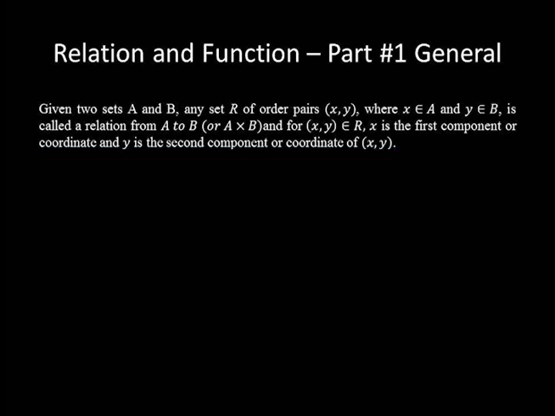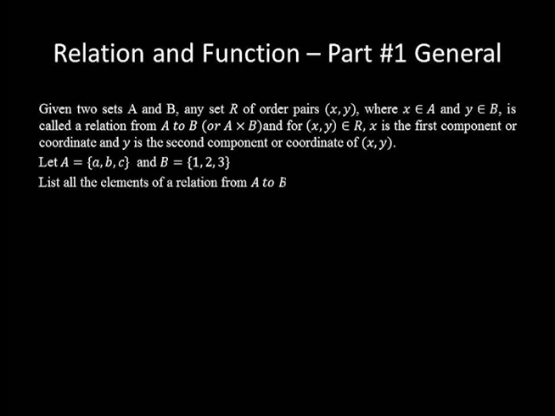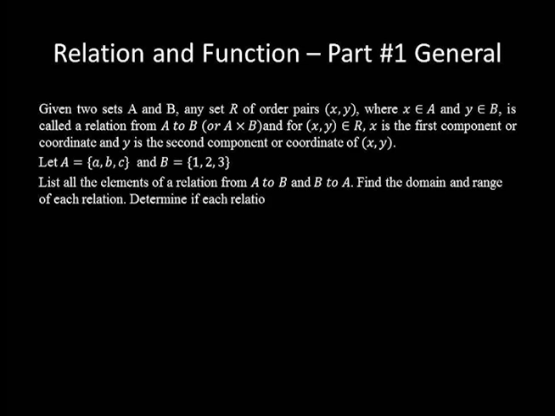Let's illustrate this definition by using an example. Let A equal the set consisting of a, b, and c, and B equal a set consisting of 1, 2, and 3. List all the elements of a relation from A to B and B to A. Find the domain and range of each relation. Determine if each relation represents a function.